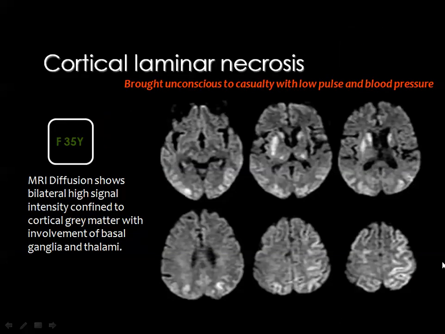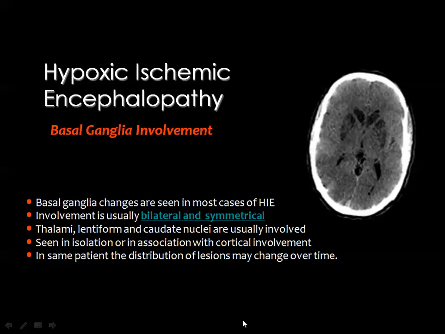And this patient was brought unconscious to the casualty with low pulse and blood pressure. And you see here the changes in the basal ganglia as well as in the cortex of the brain tissue. In basal ganglia, involvement is usually bilateral and symmetric. It is one of the manifestations of hypoxic ischemic encephalopathy.